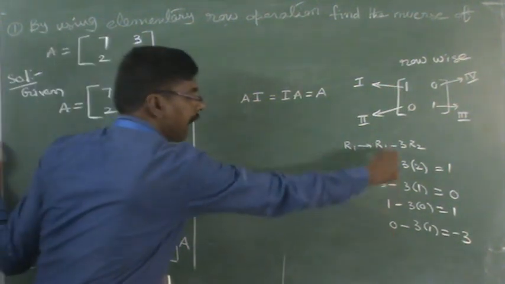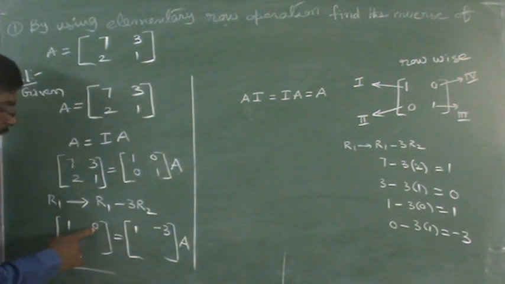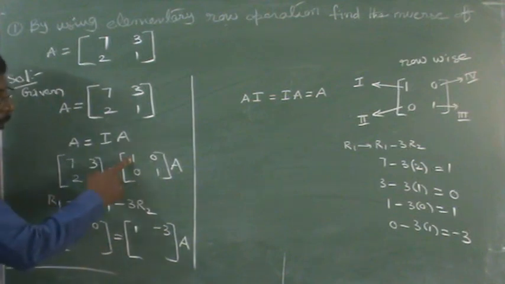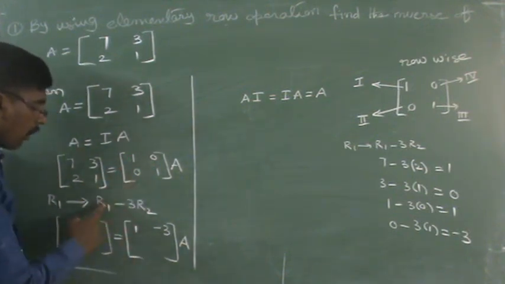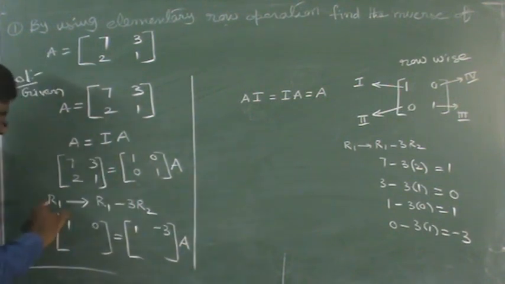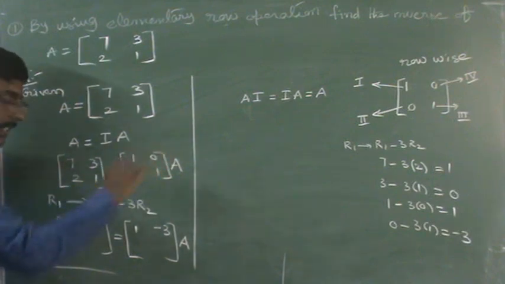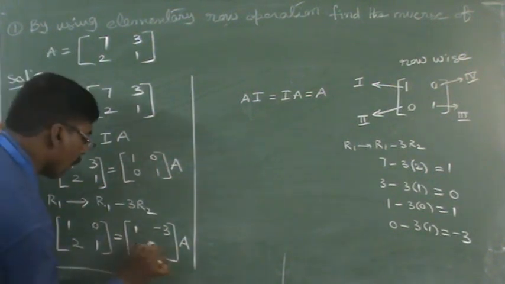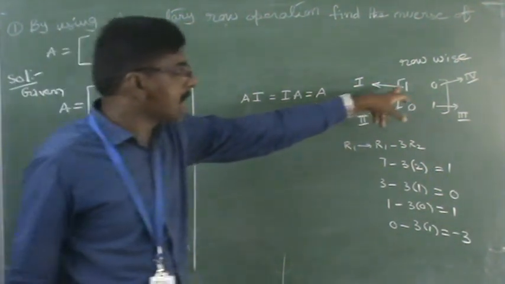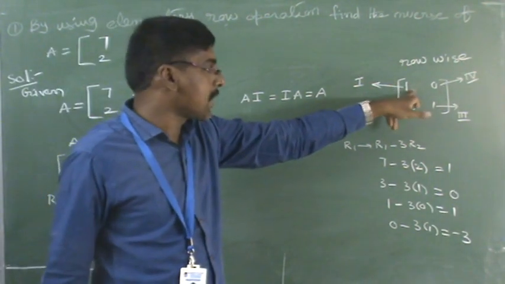I am writing the concept very clearly. This is 0. Next, 1 minus 3 into 0 is 1, and 0 minus 3 into 1 is minus 3. Are there any changes to the second row? There is no change to the second row. Write the second row as it is: 2, 1, 0, 1. Fixed. The first step is successful.